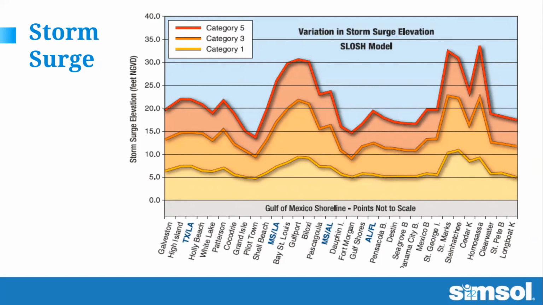If you go down to the right a little bit further, you'll see Mexico Beach, Panama City. And if you follow that line up, a Cat 5 storm is about 20 feet. And from recent numbers that I've seen on Mexico Beach, it was around 18 to 20 feet of surge that they had. So the numbers predicted here are fairly accurate.